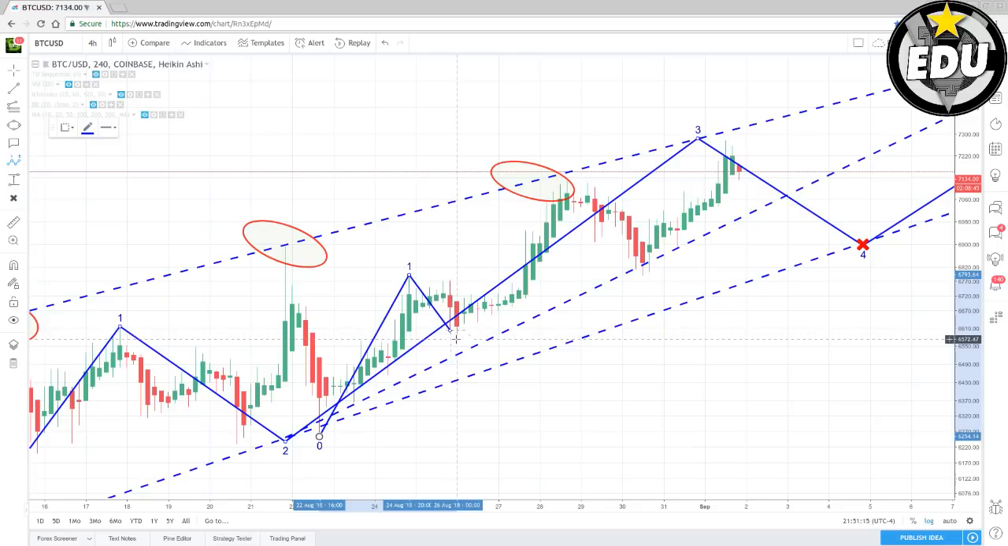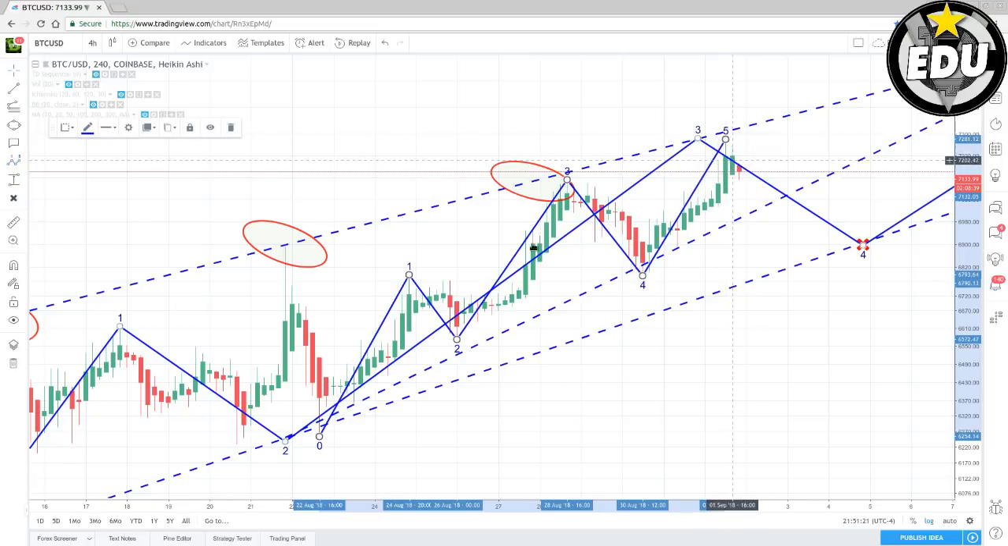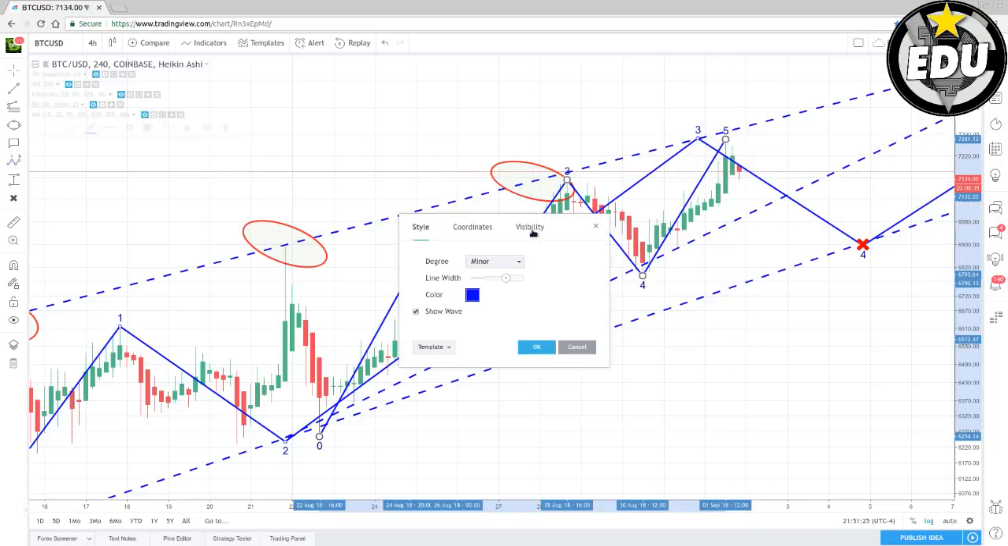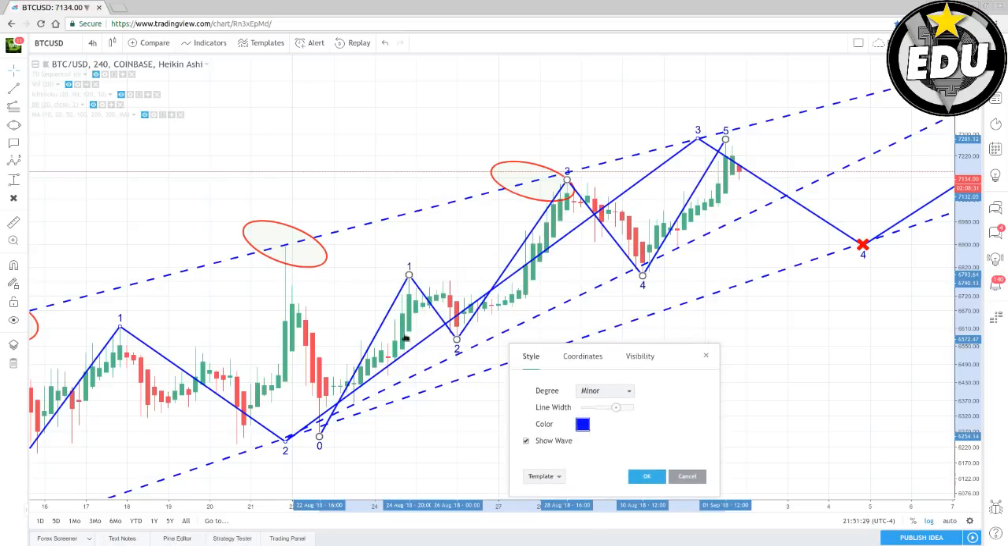1, 2, and 3, and which is a subway. How do you say subway? Subway. Let's make a sandwich. A wave that's inside the third wave.